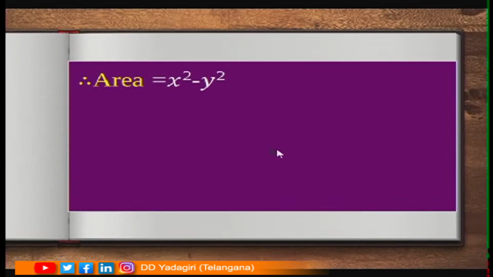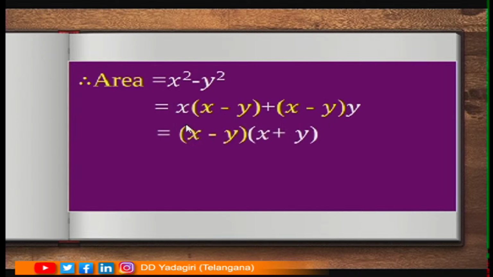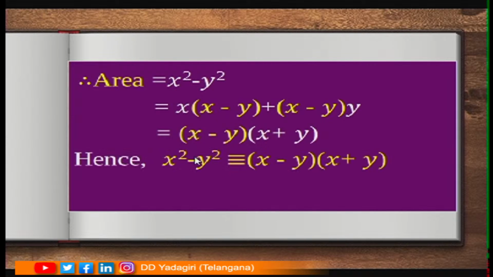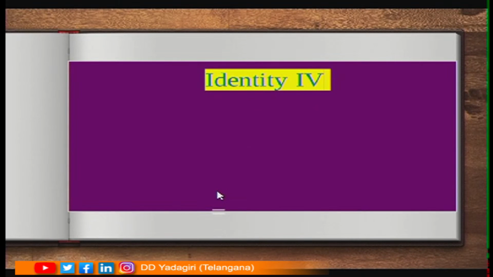So, the area x square minus y square is nothing but x into x minus y plus x minus y into y. You find that x minus y is common in both, so you take it common. So, you get x minus y into x plus y. So, you can write x square minus y square is equivalent to x minus y into x plus y. So, let us go for the next identity.